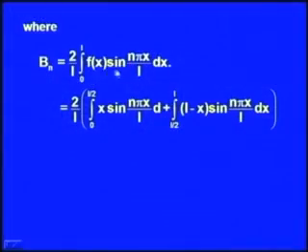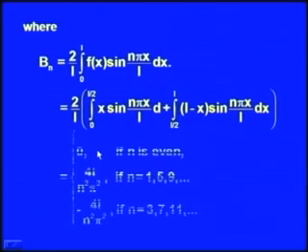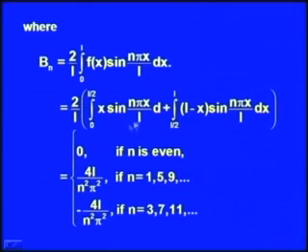So, b n we know is given by 2 over L integral 0 to L f(x) sin(n pi x over L) dx. Let us put the values of f(x) as x and L minus x over the intervals 0 to L by 2 and L by 2 to L, and then when you integrate by parts and simplify, you can verify that b n is equal to 0 if n is an even integer, and it is 4 L over n square pi square if n takes values 1, 5, 9 and so on. It is minus 4 L over n square pi square if n takes values 3, 7, 11 and so on.